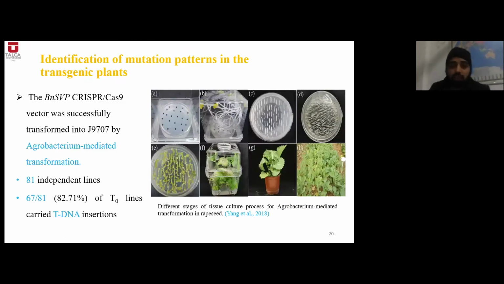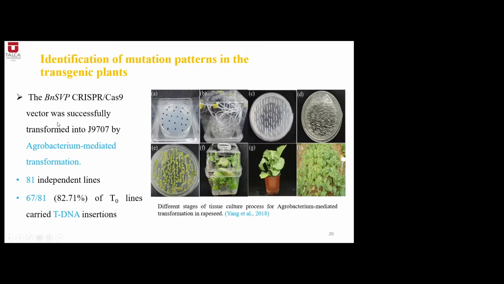After the construction of the vector, we need to do the transformation by the Agrobacterium method, which our lab has developed recently, by Young et al. After the transformation, first of all we need to sow the seed. After that, we cut the cotyledon, and then go through different stages. This takes almost 3 to 4 months to obtain the transgenic plant.